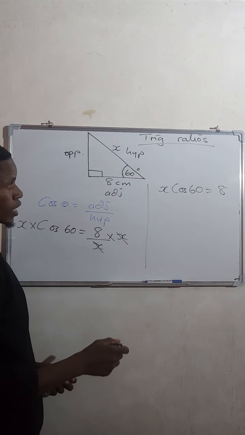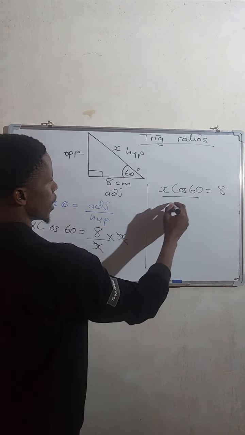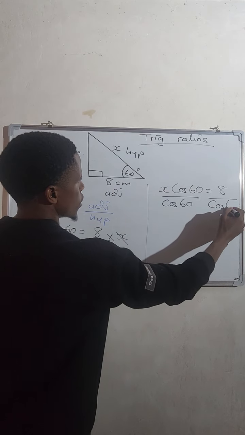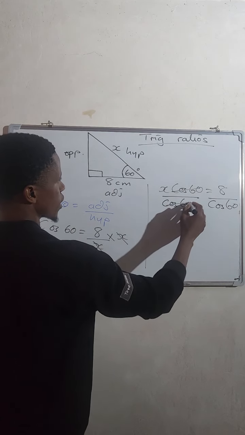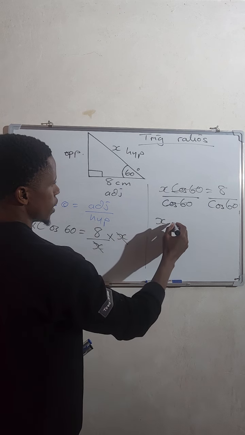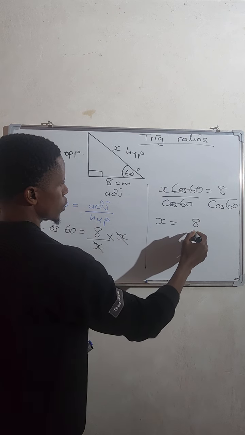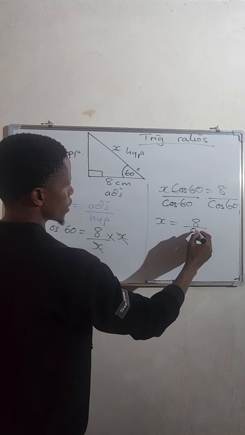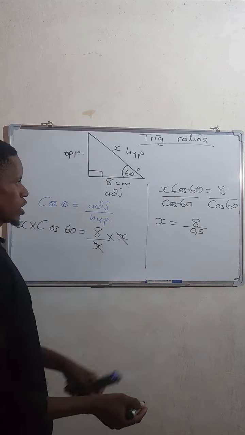Remember, you are looking for x, so you divide both sides by cos 60. Now cos 60 cancels cos 60. You get x equal to 8 over cos 60. Cos 60 is equivalent to 0.5, but you could just use your calculator.